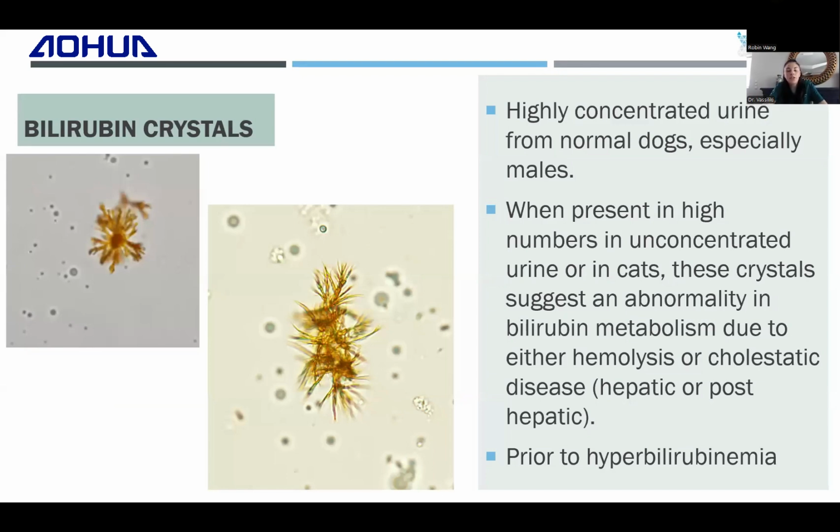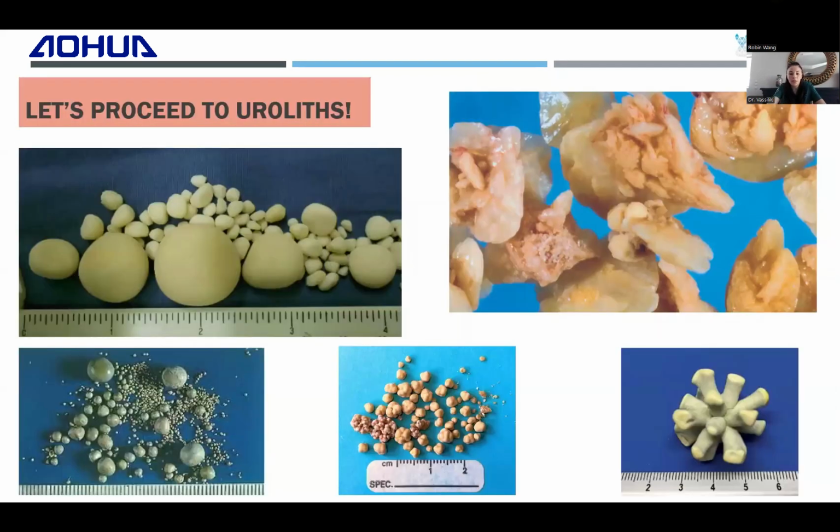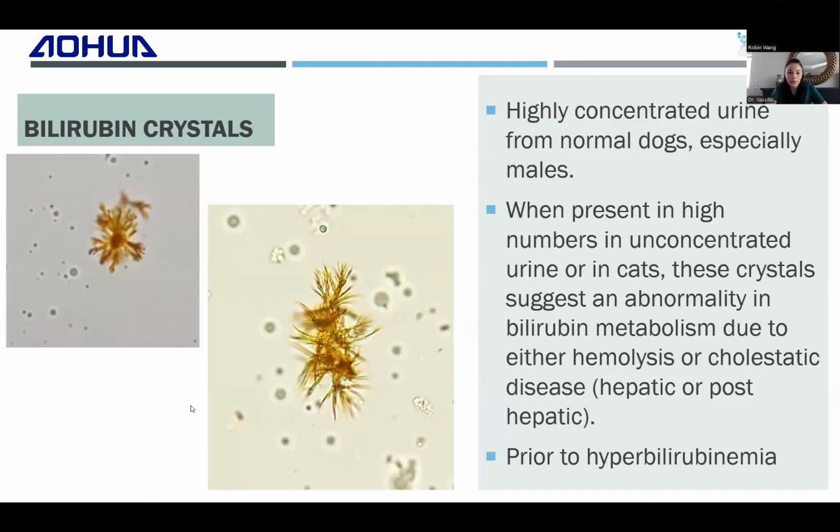And let's talk about bilirubin crystals. And for me as a gastroenterologist, this is a very, very common thing to see. It is a normal finding in highly concentrated urine, if you have urine with a specific gravity of, let's say, 1050 or 1048.